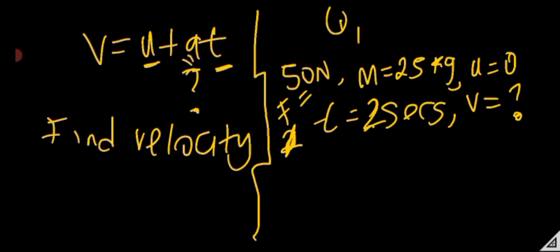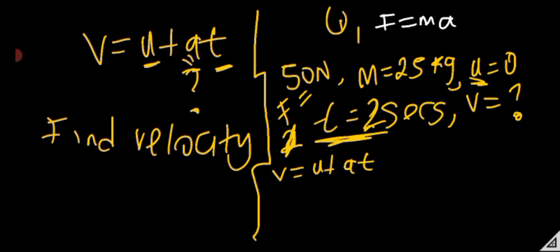So what do we do? We can use V is equal to U plus AT, right? But we don't have A here. We have U, U is 0. We have T, T is 2 seconds. We don't have A. What do we do? We remember that force is equal to MA. So from here we can use A to be equal to force over M, right? So force is 50.